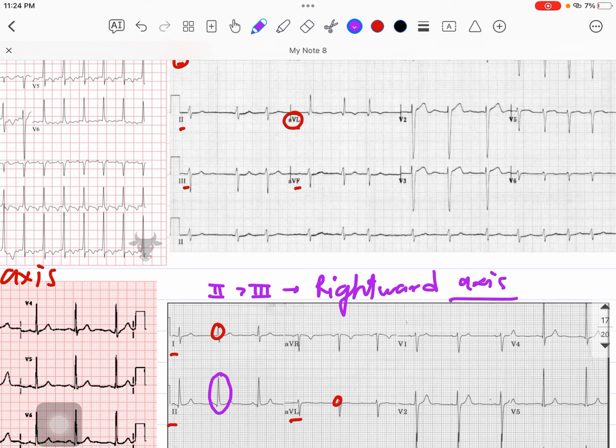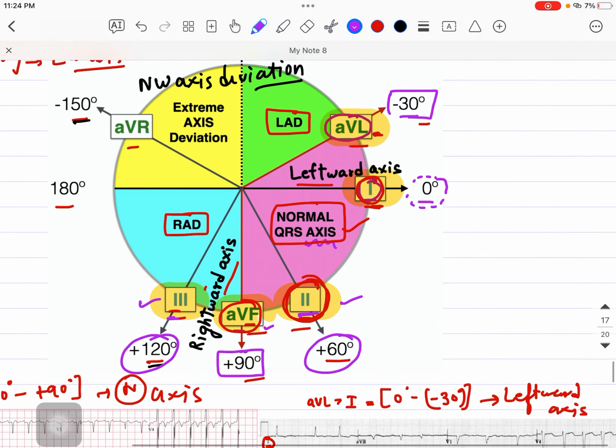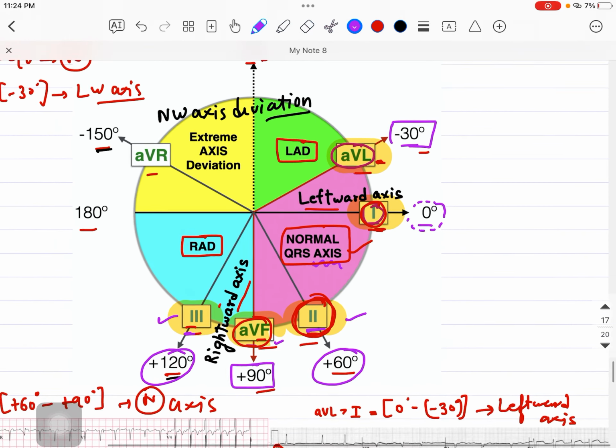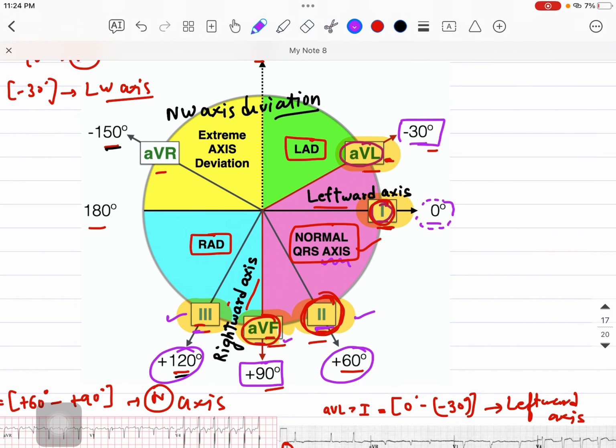So I showed you the examples also guys. Basically what we need is a clear picture in our mind about this cardiac axis diagram, and then we can easily find out, focusing on the first, second, third, AVL, AVF leads. I have discussed 4 examples, and usually the axis is either leftward, rightward or normal. Some patients might have left or right axis deviation, but very rarely do we see the northwest axis or extreme axis deviation.